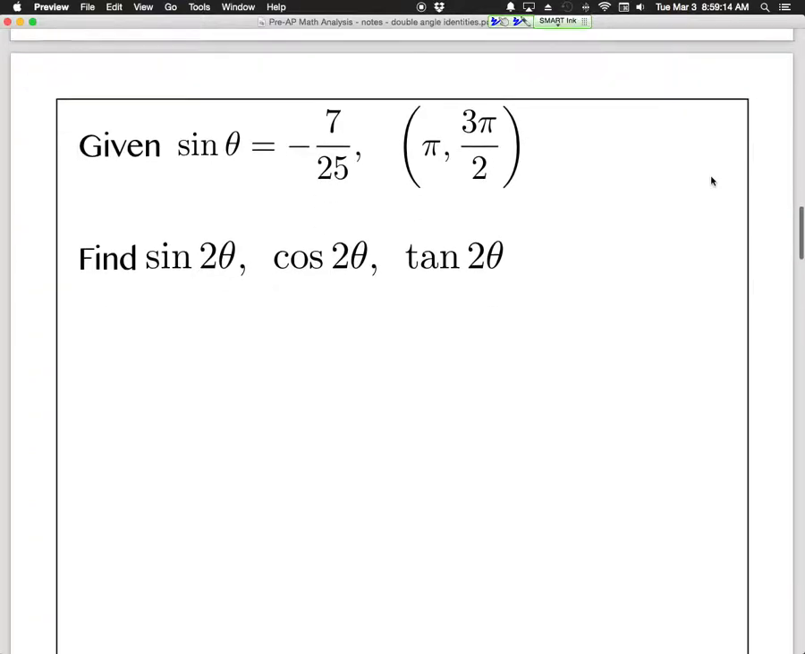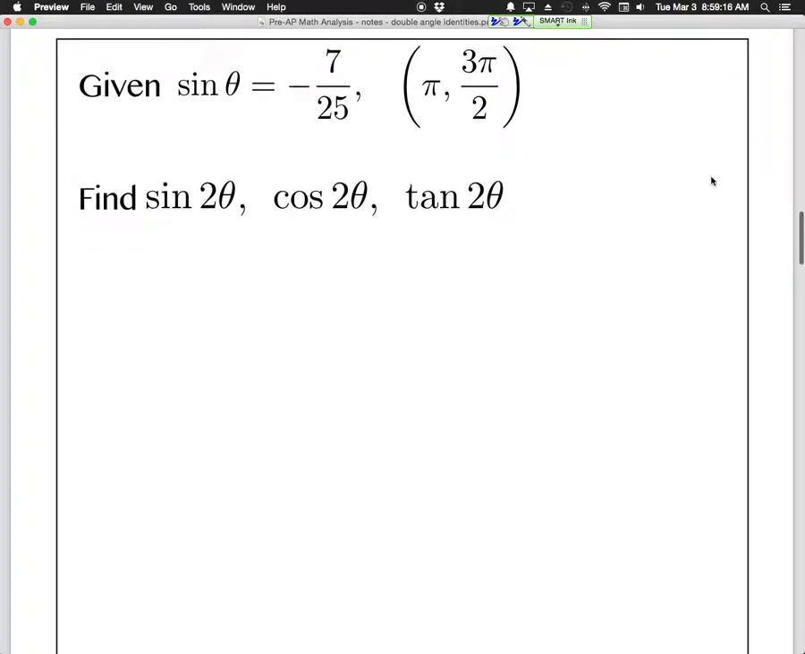Alright, so here's our first one. We're going to evaluate sine of 2 theta, cosine of 2 theta, and tangent of 2 theta. And they're going to give me the information sine of theta equals negative 7 over 25, and theta is between pi and 3 pi over 2. So what are they telling me about theta if it's between pi and 3 pi over 2?